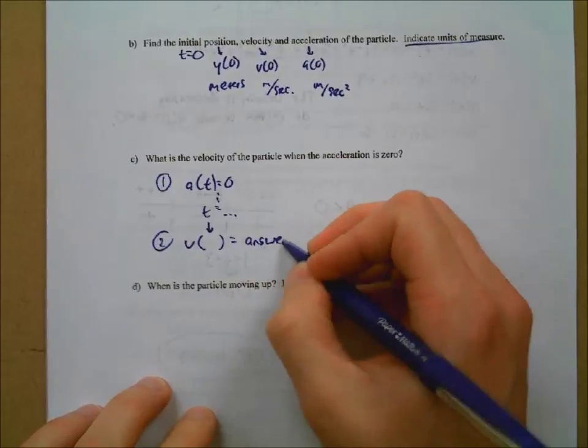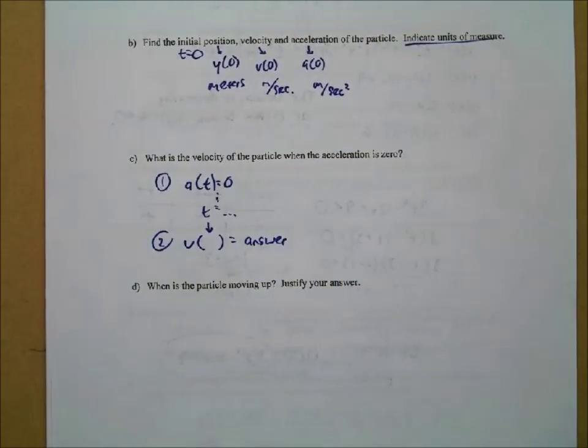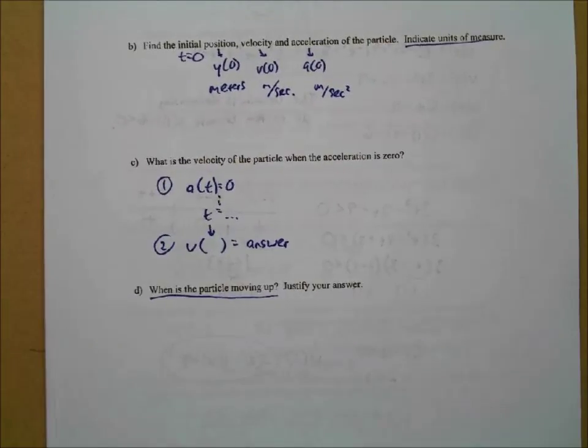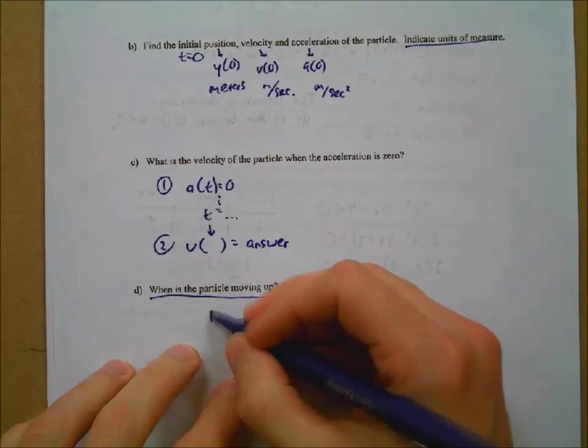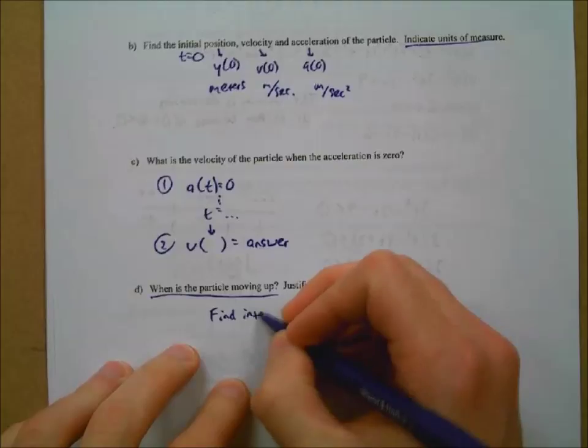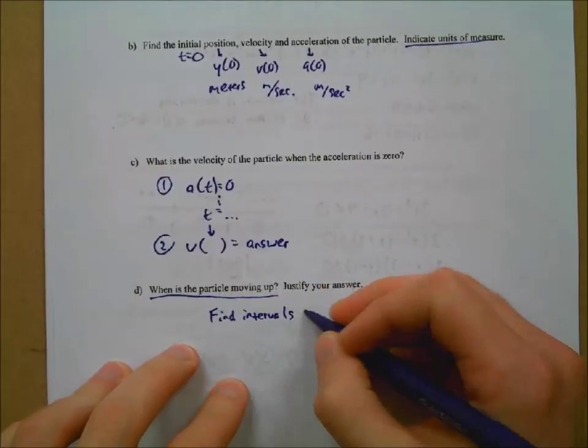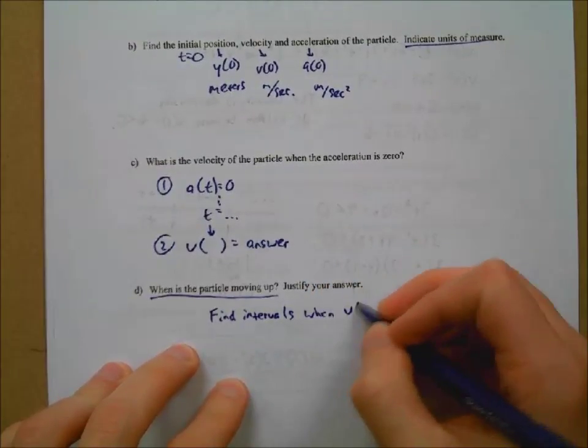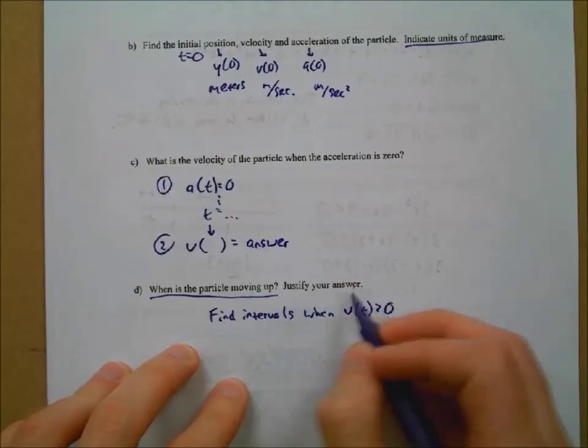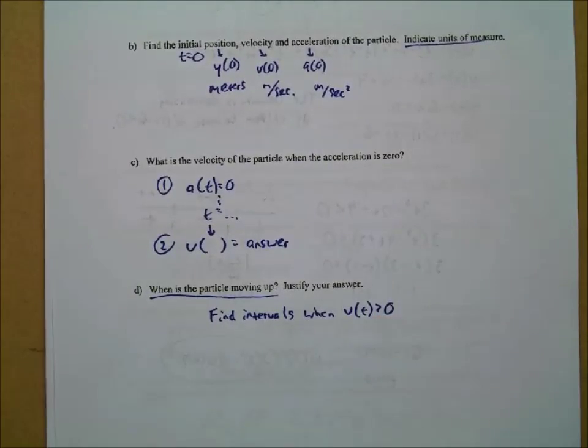Okay, and again, this is just because we're running out of time, so I wanted to kind of briefly go through this. When is the particle moving up? How will we figure that out? Inequality when what is greater than 0? Velocity. So find intervals when v of t is greater than 0. Justify your answer. Your justification would be because the velocity is positive on these intervals. That would be your justification.